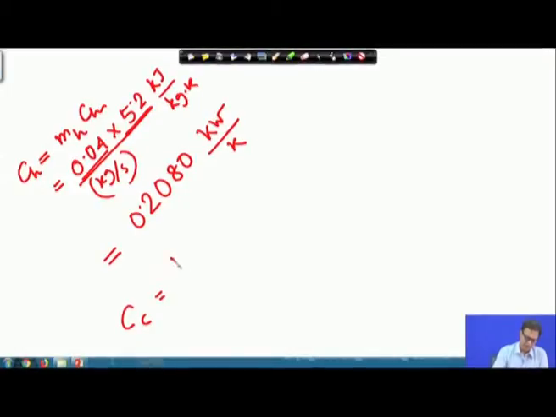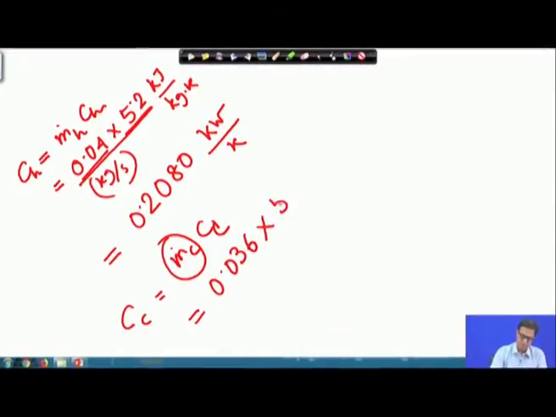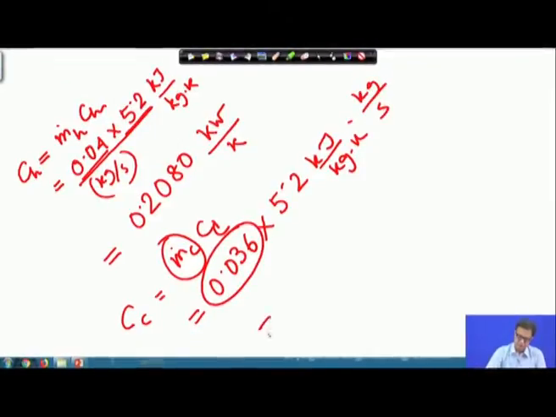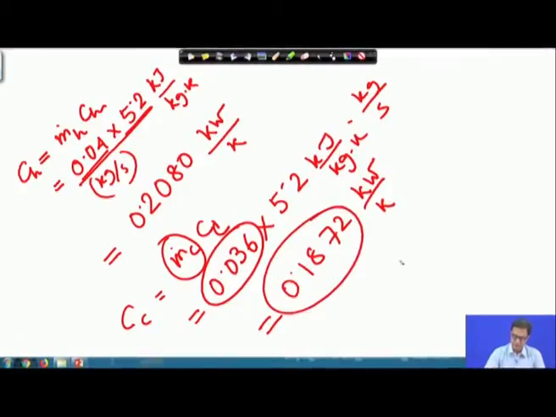We can also calculate the Cc. So, this will become Mc dot times Cc. Mc dot is slightly less, and it is 0.036 kg per second, multiplied by 5.2 kilojoule per kg Kelvin. This comes out to be 0.1872 kilowatt per Kelvin. So, you can understand that this is the C min, the cold fluid stream is the C min fluid, and this is the C max fluid.